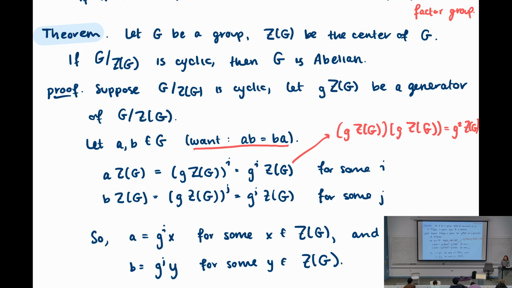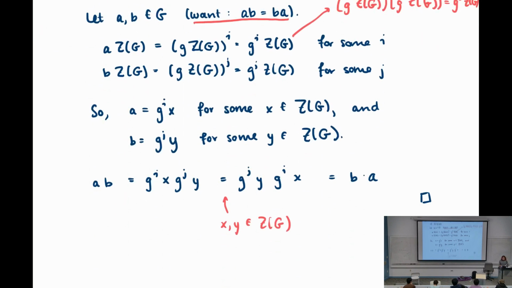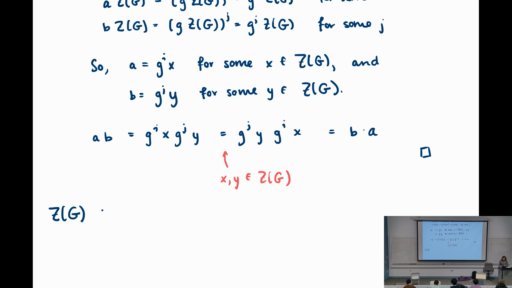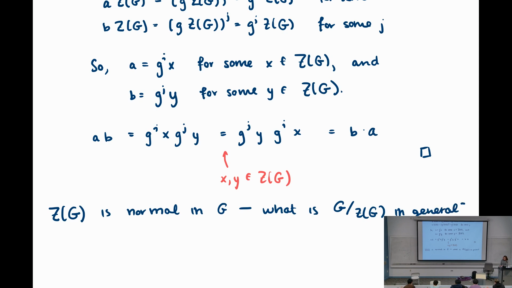Okay, so we know that Z(G) is always normal in G. So this may lead us to ask the question of what is G mod Z(G) in general. And we actually can answer this question. So the next theorem that I'm going to give you is going to be a group that this is isomorphic to. But before we do that, I have to introduce a definition.